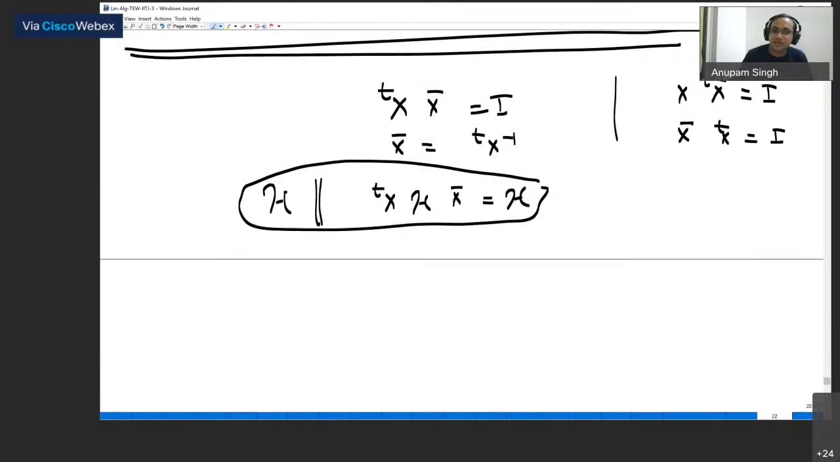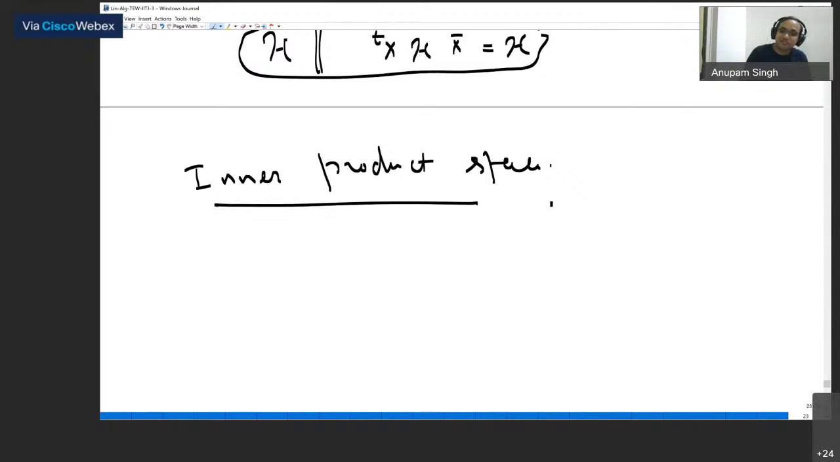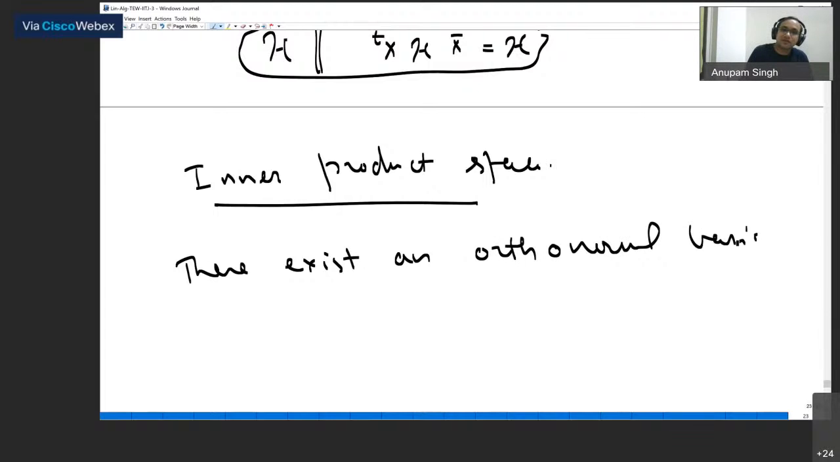So the fact why I'm saying that there is always this identity here for real and complex inner product space, together we'll call this inner product space. Why there always exists a basis so that the matrix of the form is identity: this is because there is always an orthogonal basis. In fact, there always exists an orthonormal basis whenever I have an inner product space. This is a theorem.